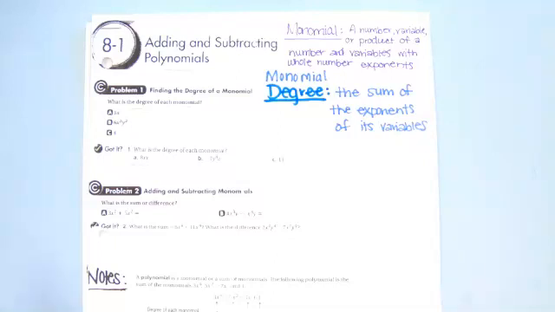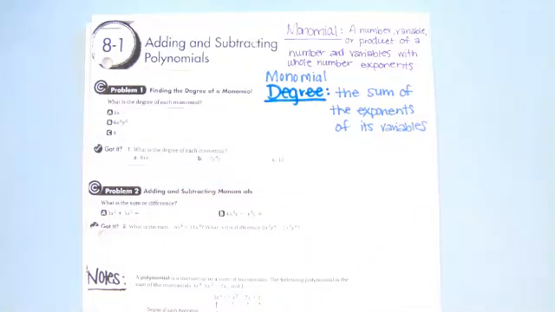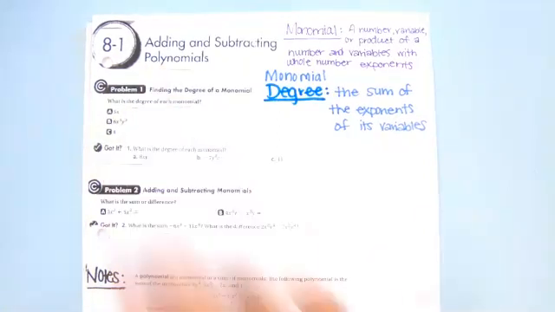Okay, section 1 of chapter 8 is new material. So it's adding and subtracting polynomials. Poly means many, all right? But we're going to need to know a couple of things.